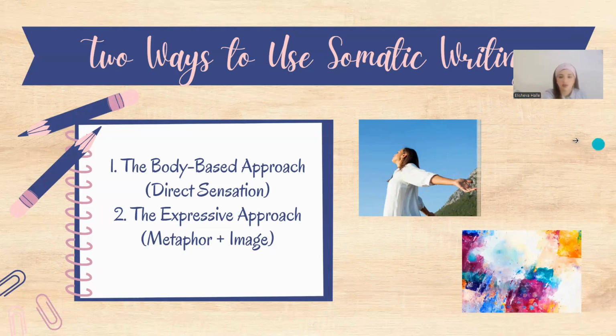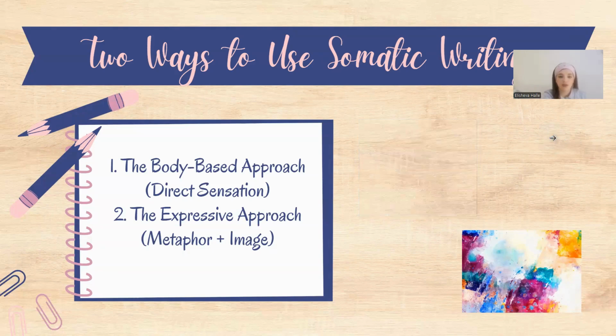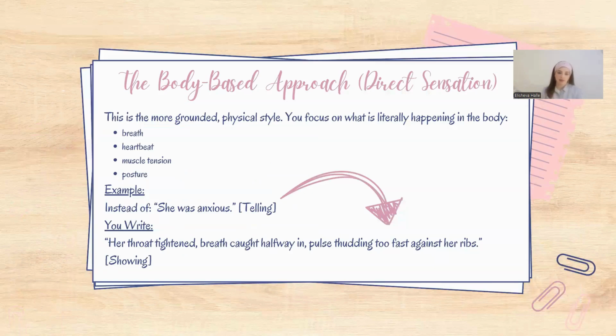Okay, so these are the two types that I want to talk about right now. So this is the more body-based approach. It's a more grounded, physical style. You focus on what's literally happening in the body. And the metaphors are more subtle, because you're still using metaphors, but they're subtle because you're really staying in the body. Things that belong to the body, like a breath, a heartbeat, muscle tension, and posture. You're first tapping into that, and you're describing that.